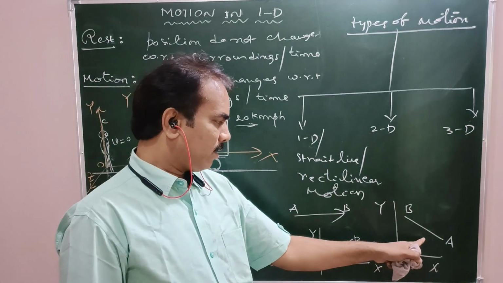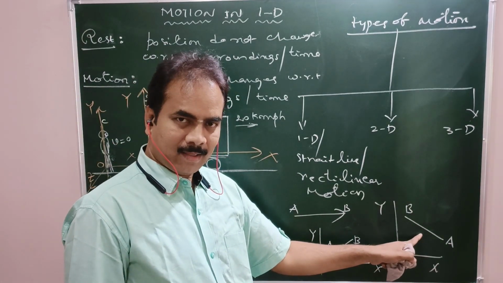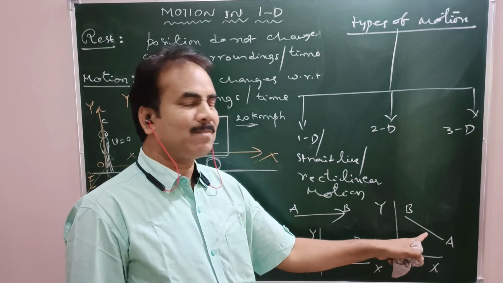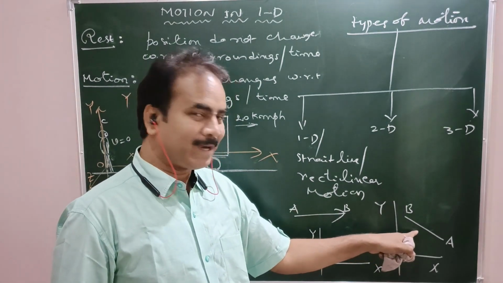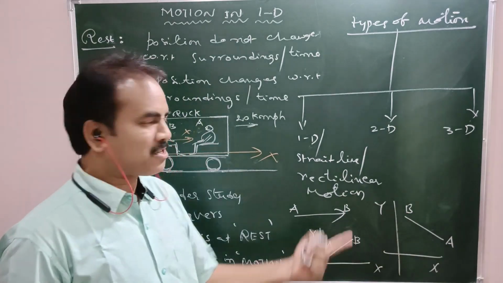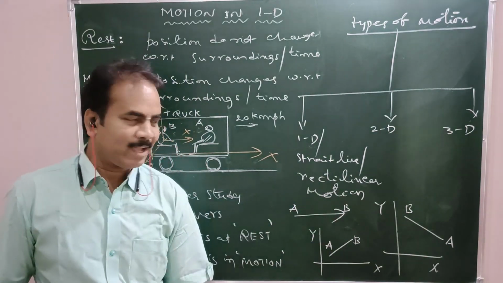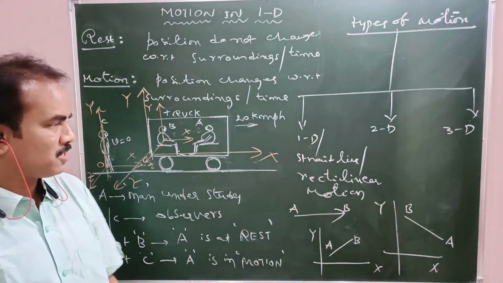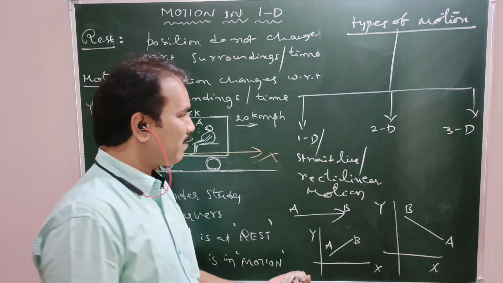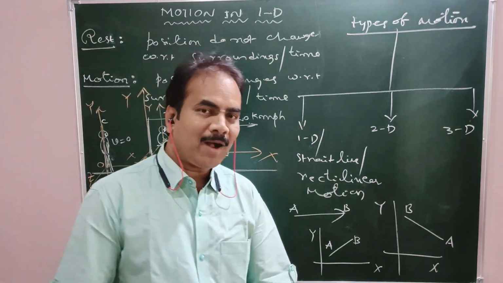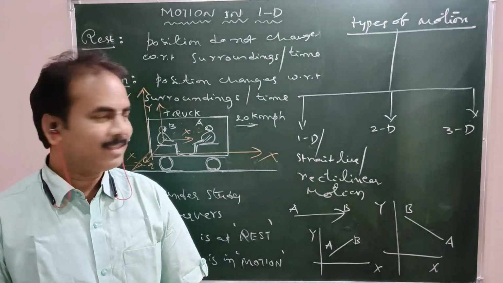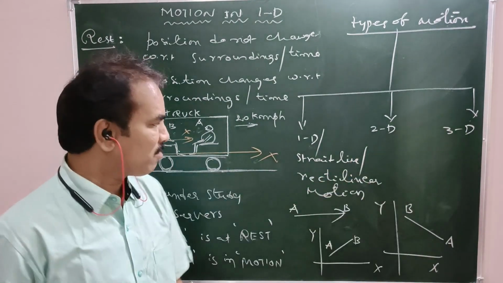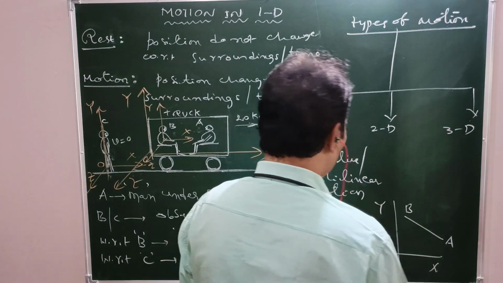Even though a particle is moving in a plane, as far as the shape of the path is concerned, as it is a straight line, this is to be taken as an example for straight line motion, otherwise rectilinear motion, otherwise one-dimensional motion. Now, what is meant by two-dimensional motion? If a particle moves in a plane along any curve other than a straight line, then that is said to be two-dimensional motion.